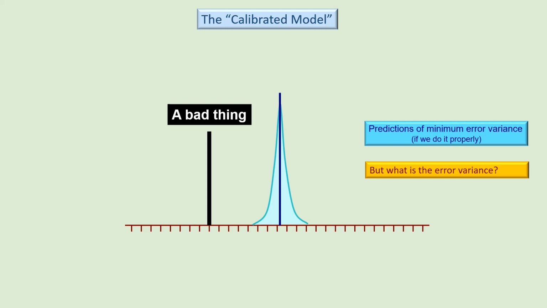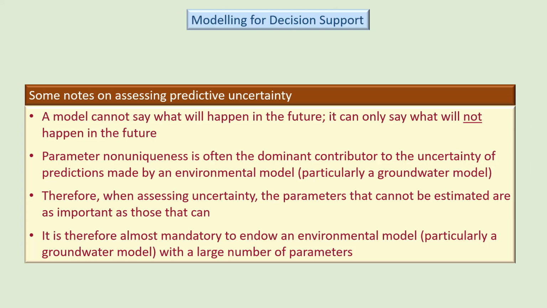We need to know the width of that posterior probability distribution if indeed we are going to assess risk, if indeed we are going to find out that there may still be a finite probability of a bad thing happening if we undertake a certain course of management action. We may still undertake that course of management action, but we need to be fully acquainted with the risks that we're taking. Hence, modelling for decision support requires that risks be calculated, that uncertainty be quantified.